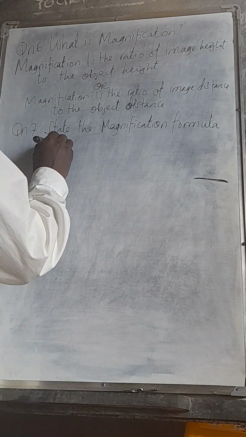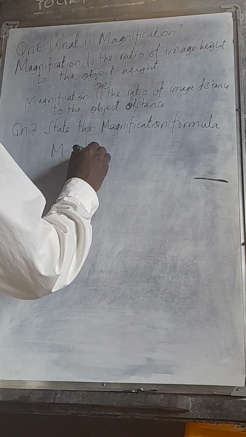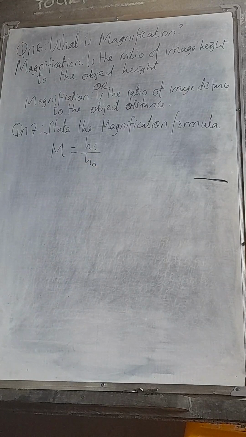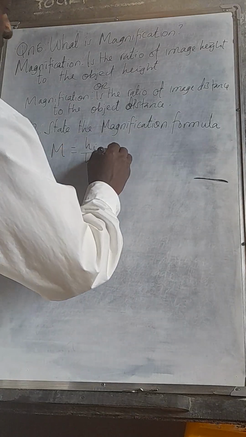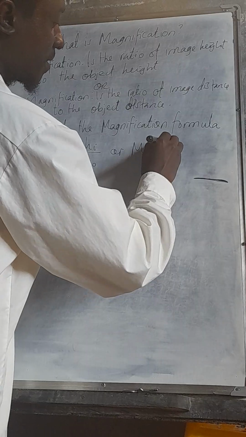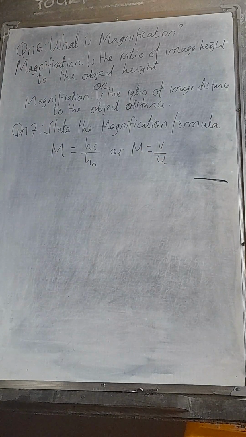Magnification has different formulas, but the important one, which is very famous, is the first formula: magnification is equal to image height over object height. Or you can also say magnification is equal to image distance over object distance. Also, there is no problem with that.